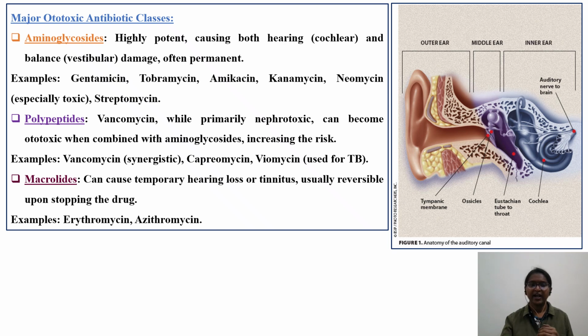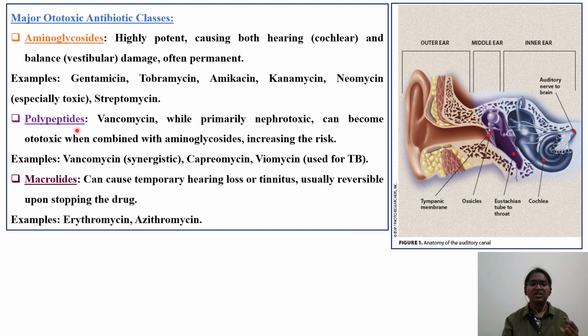Among the other major ototoxic antibiotic classes, aminoglycosides are highly potent, which means that even at a very low dose they cause ototoxicity, causing both hearing damage, that is cochlear damage, as you can see in the typical anatomy of an ear, and balance damage. Hair cells will be damaged, that is vestibular damage, and this type of damage is permanent, so it is irreversible. Examples are gentamicin, tobramycin, amikacin, kanamycin, neomycin, which is especially toxic, and streptomycin.